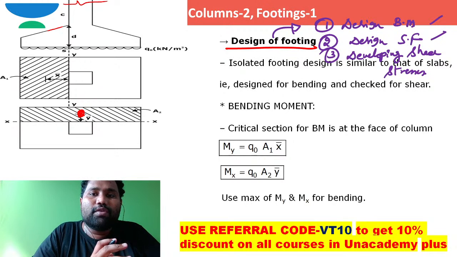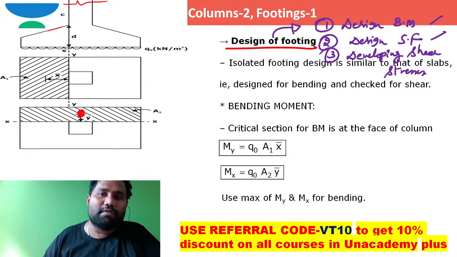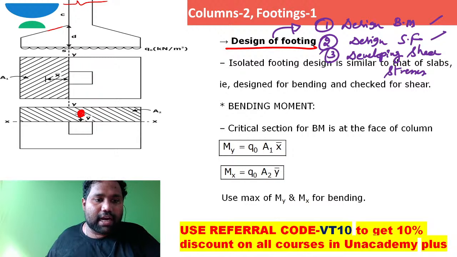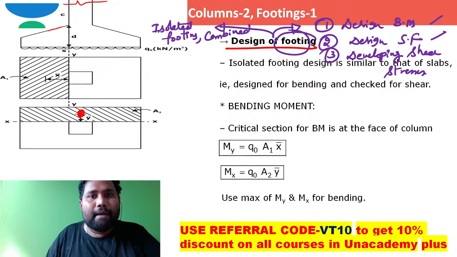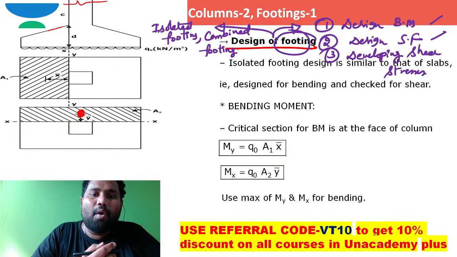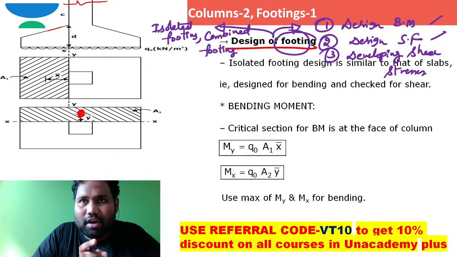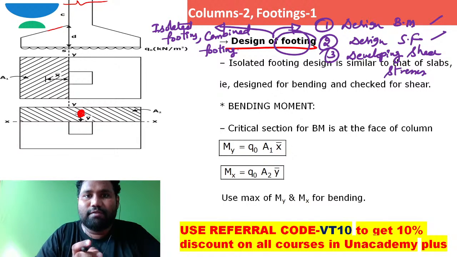Now coming to the design of footing. In the design of footing, there are two types of footings. One is isolated footing, and the second one is combined footing. How can we talk about this isolated footing? When a footing is supporting only a single column, such a footing is nothing but an isolated footing.